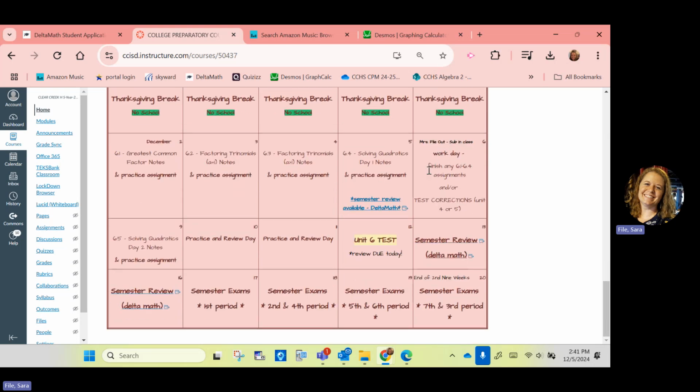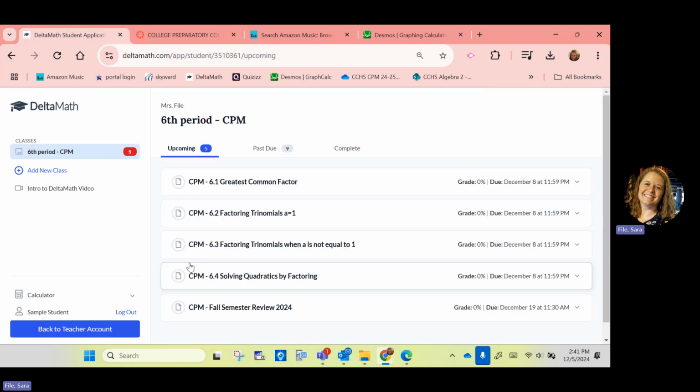is a work day. You're going to finish any of the 6-1 to 6-4 assignments in Delta Math that you have not finished. Okay, so if there's any left here, if you see anything here for 6 point anything, that's what you should be working on. Okay, if you don't see them here, that means you finished them and they're under the complete tab. Okay, only ones showing up here are the incomplete ones that are not due yet.